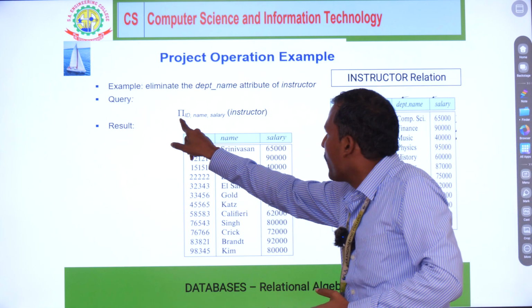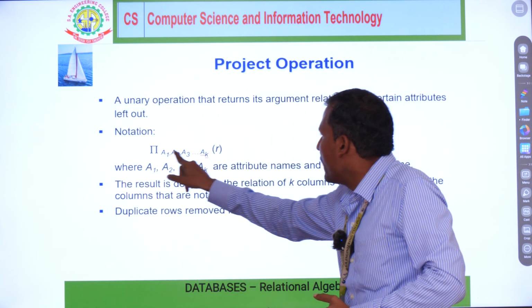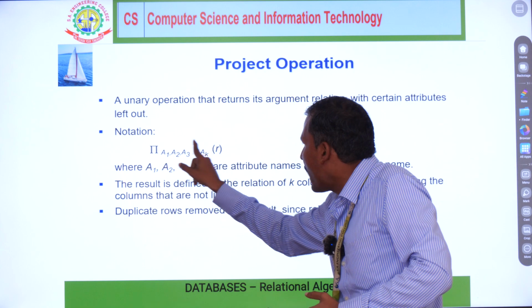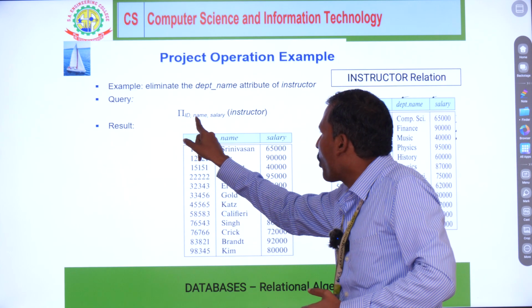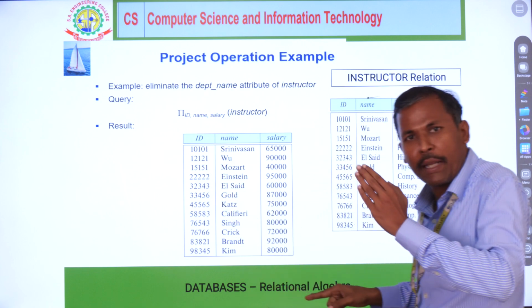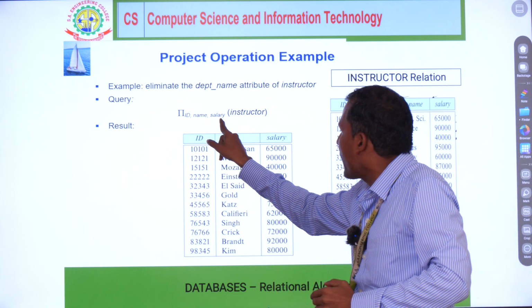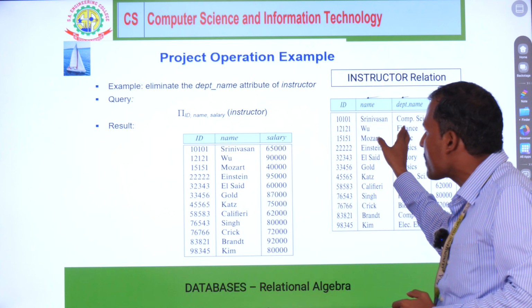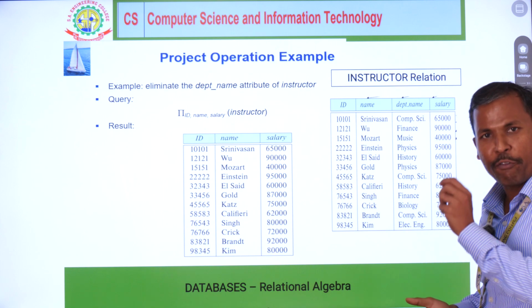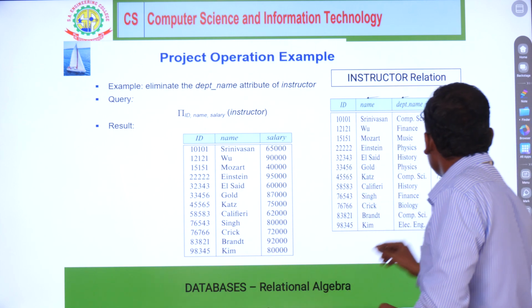Here, you know the syntax from the previous slide. It is pi, and you specify the attributes which you require. So here you have pi followed by every attribute except department name. I just want the remaining attributes: ID, comma, name, comma, salary from the relation instructor, and this is your result. So out of 4 columns, I get 3 columns. The preferable operator is the project operator denoted by pi.